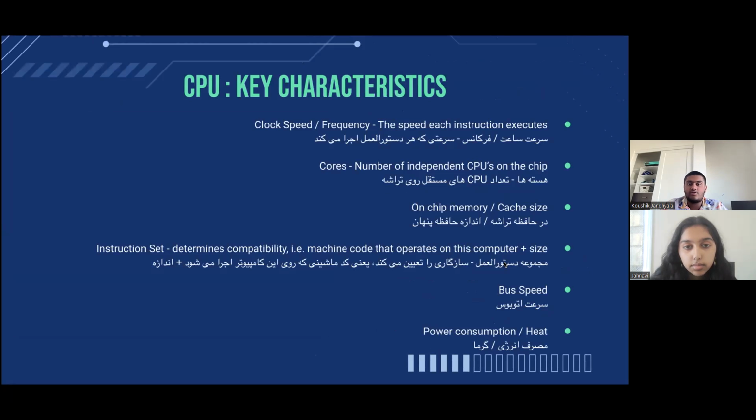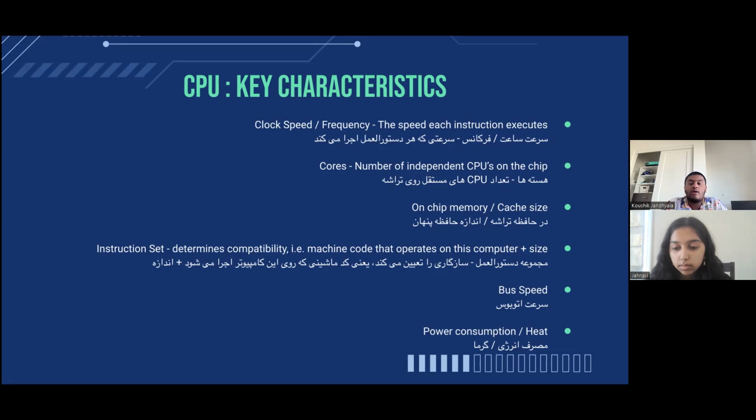So some key characteristics in a CPU, or specs of a CPU. Specs is a short term for specifications, and it generally means information about the CPU. Some CPU specs that you'll hear about are clock speed, or frequency, and this basically indicates the speed that an instruction executes through the CPU.